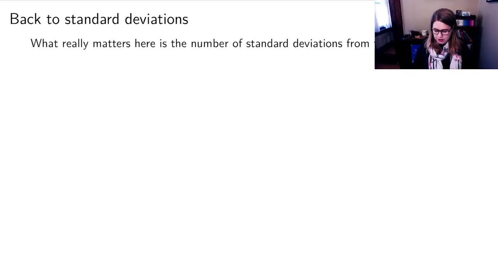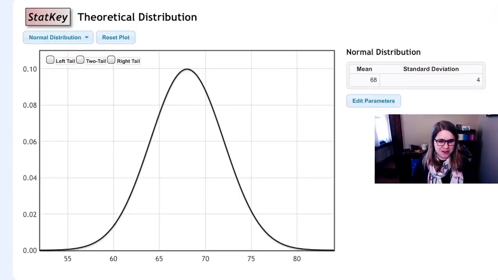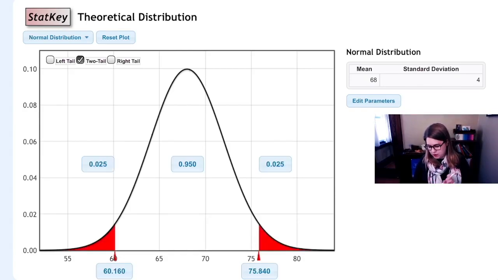So what really matters here is the number of standard deviations from the mean. So let's go back to StatKey. And I'll move my video down a little bit again. So I have my parameters set at 68 and 4. And if I wanted, I could do a two-tail. And what I would see is those numbers that we were kind of approximating, plus or minus 2 standard deviations in the tails. So I've got my 60 and my 76, essentially. I'm going to take a screenshot of this for my notes.